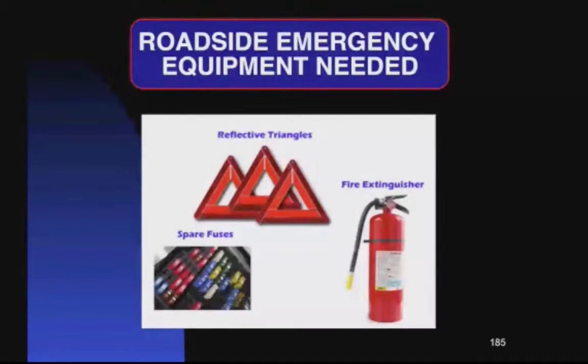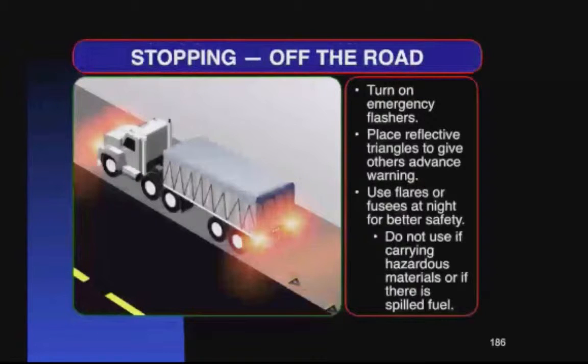Roadside emergency equipment that is needed. We have fire extinguisher, triangles, and fuses. Stopping off the road: turn on the emergency flashers. Place reflective triangles to give others advance warning. Use flares or fuses at night for better safety. Do not use flares or fuses if carrying hazardous materials or if there is spilled fuel.